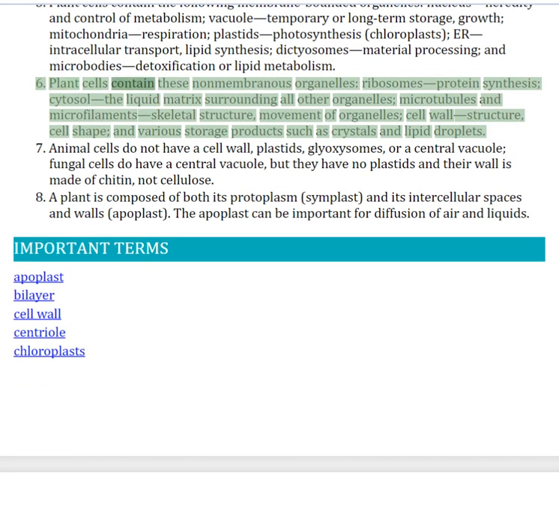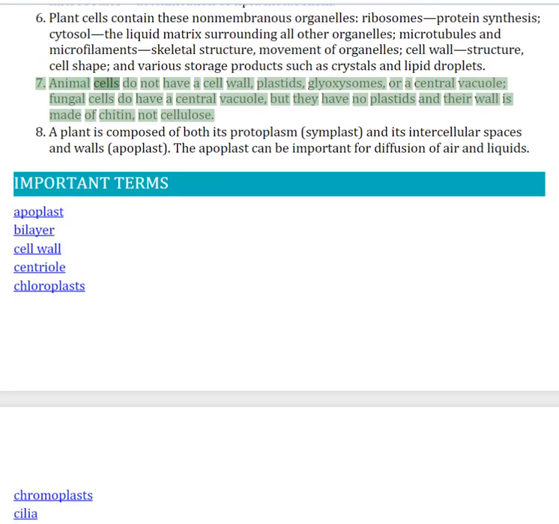6. Plant cells contain these non-membranous organelles: ribosomes, protein synthesis; cytosol, the liquid matrix surrounding all other organelles; microtubules and microfilaments, skeletal structure, movement of organelles; cell wall, structure, cell shape; and various storage products such as crystals and lipid droplets. 7. Animal cells do not have a cell wall, plastids, glyoxysomes, or a central vacuole.